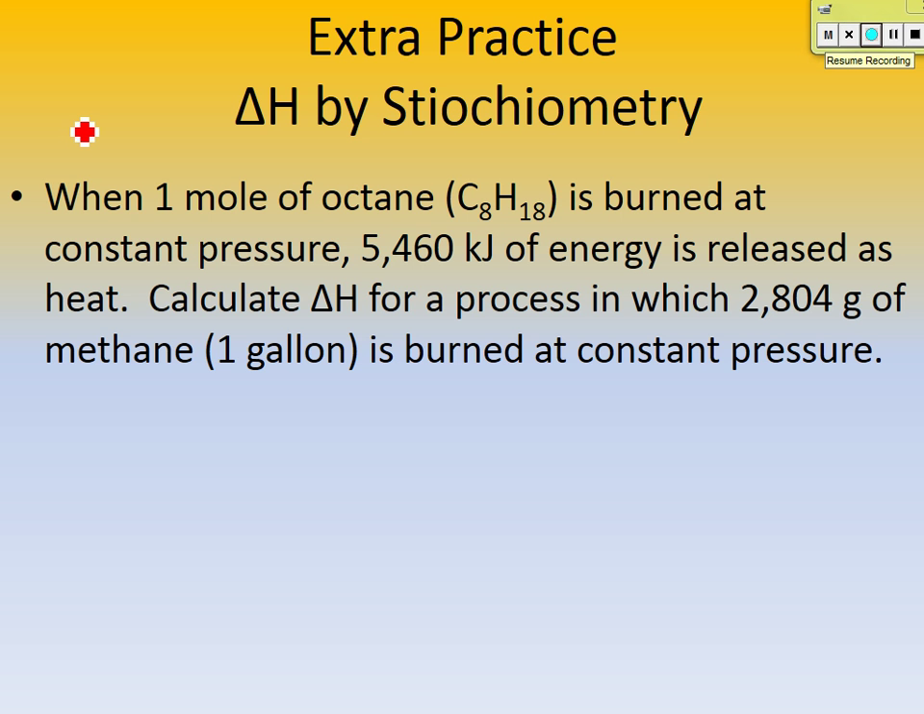Okay, let's see how you did. Let's read it. It says 1 mole of octane. Octane is the main component of gasoline, which has a chemical formula of C8H18, is burned at constant pressure. 5,460 kilojoules of energy is released in the form of heat. Calculate delta H. So we want to find out what delta H is for a process in which 2,804 grams of, this should say octane, sorry. Octane is burned at constant pressure.